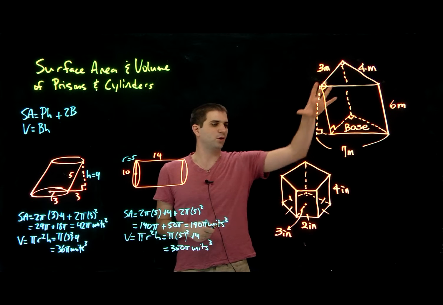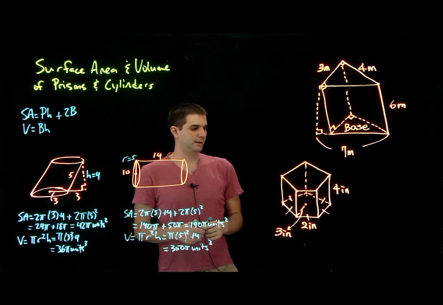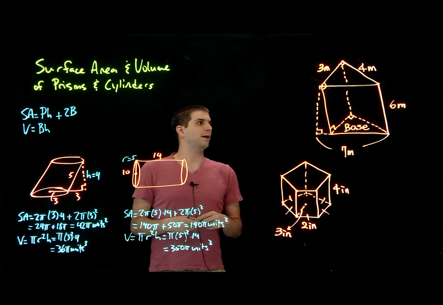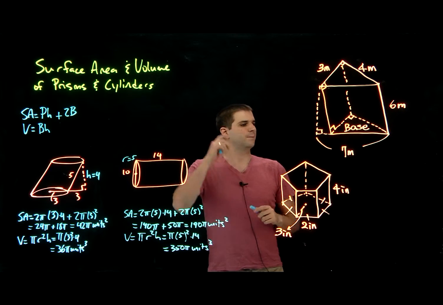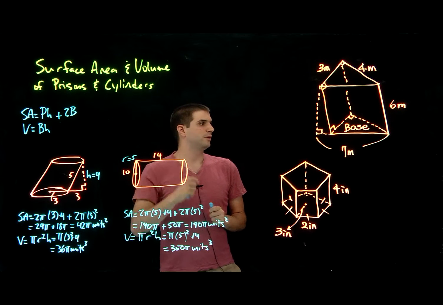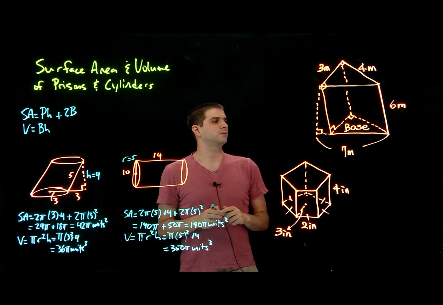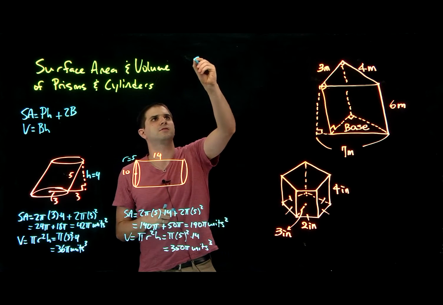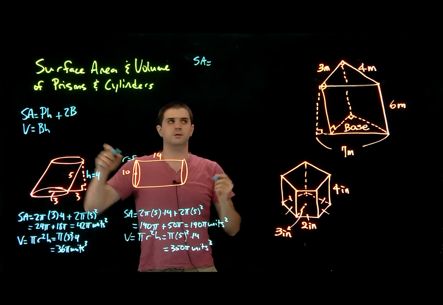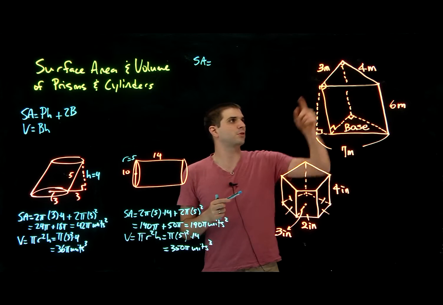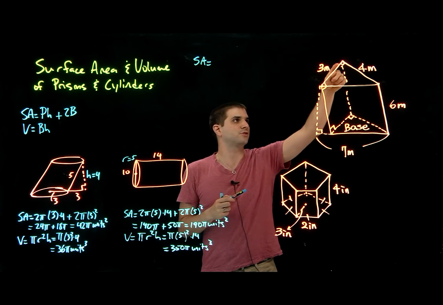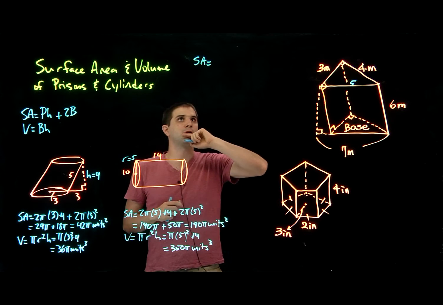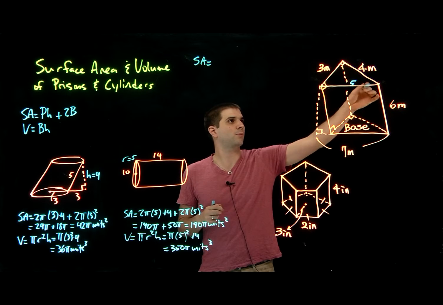Okay, moving on, we have two prisms. Here we have an oblique prism, and here we have a normal or standard prism. First of all, we have to find some information here. Let's think about what we need to know. For surface area, we need to know the perimeter of the base. The perimeter of the base is going to be 3, 4, and again, there's a right triangle here, so this is going to be 5. So the perimeter is going to be 3 plus 4 plus 5.